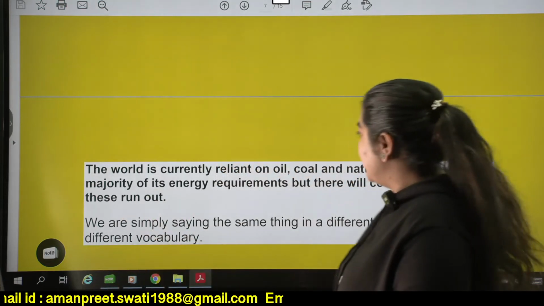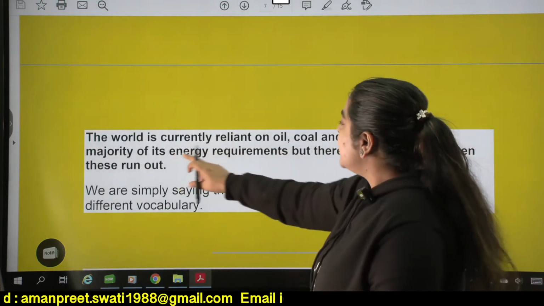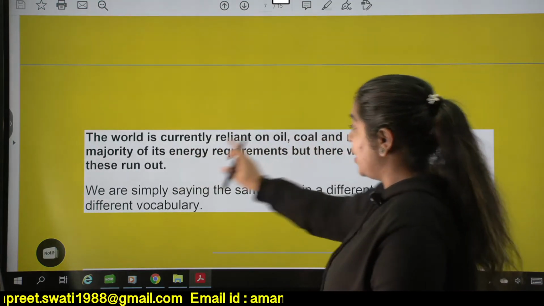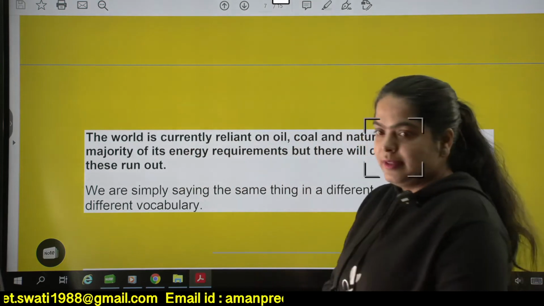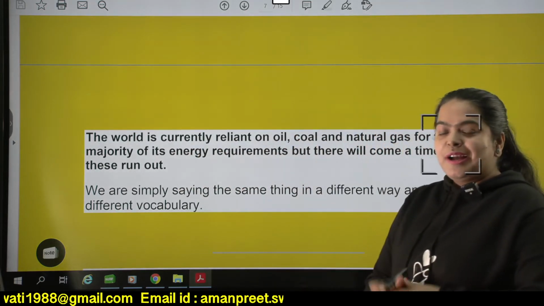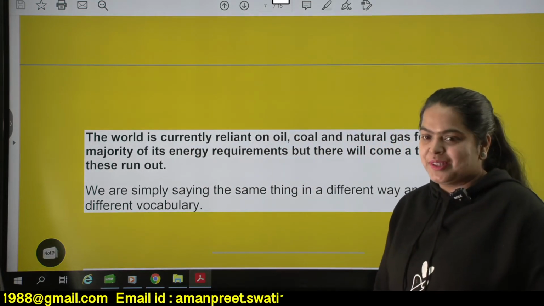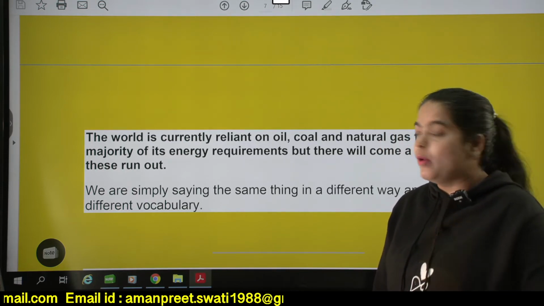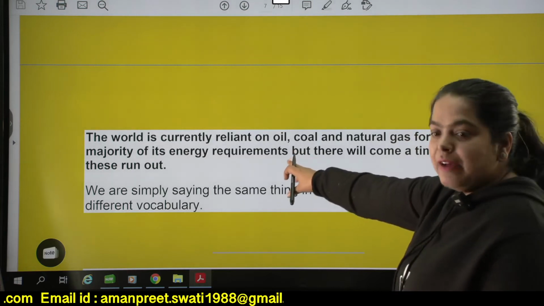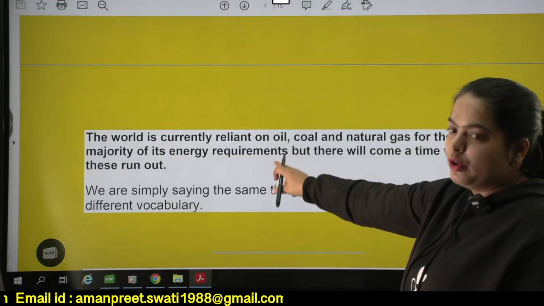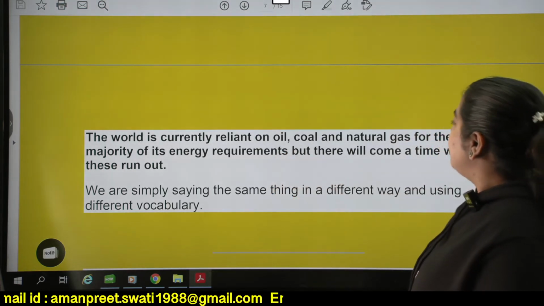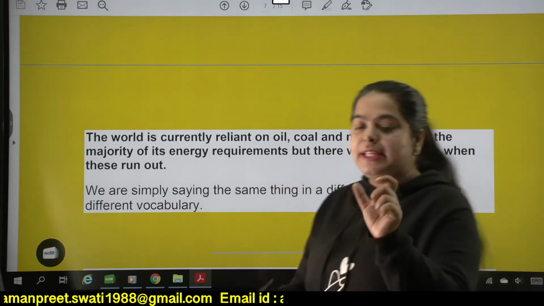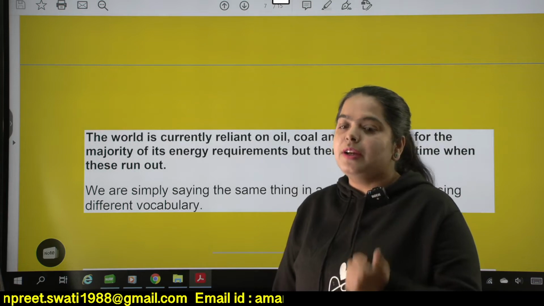So let's talk about it. The world is currently reliant on oil, coal, and natural gas for the majority of its energy requirements. See? The meaning is just the same. The world is using natural resources to a greater extent. But the point is, we have changed the terminology associated with it. Finally, but there will come a time when these run out. So instead of saying depleted, we are saying run out.